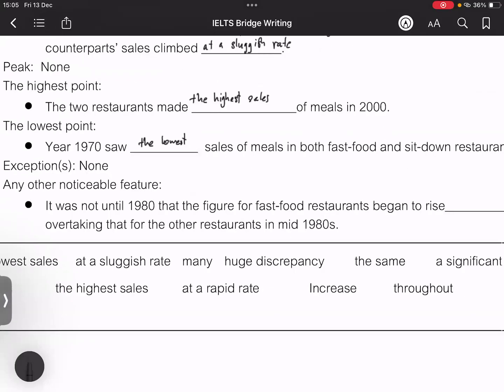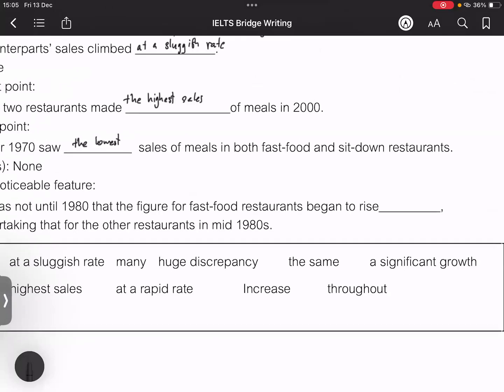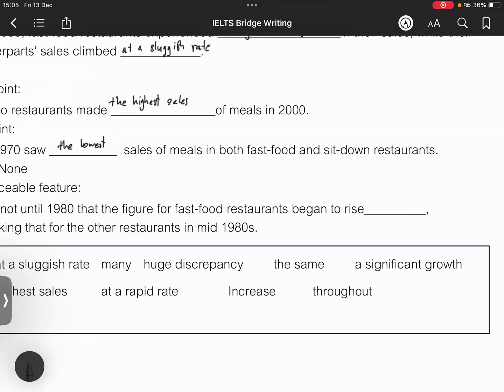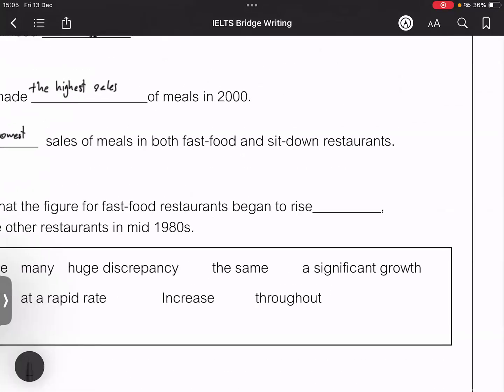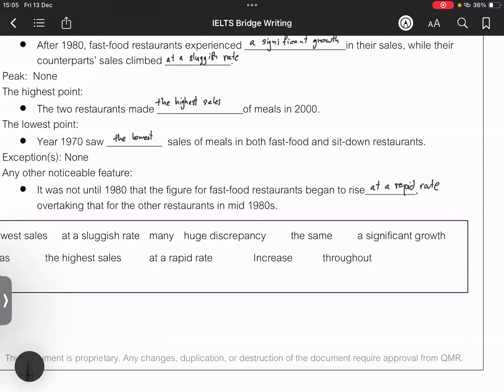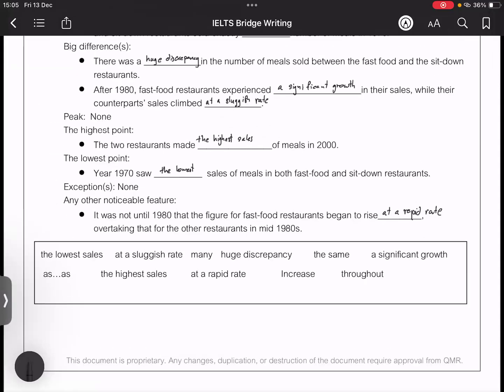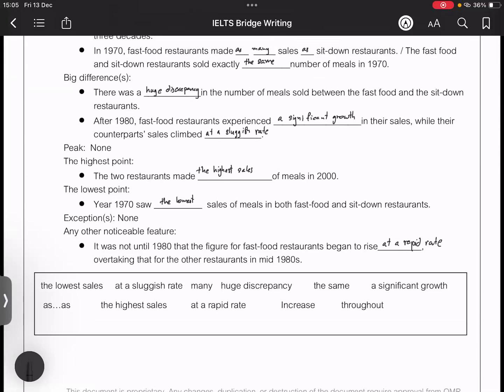Okay, moving on to any other noticeable features. It was not until 1980 that the figure for fast food restaurant began to rise. Began to rise what? Began to rise at a rapid rate. Okay, so that's it.